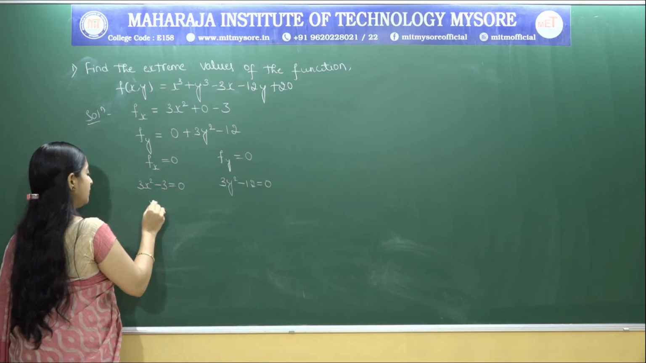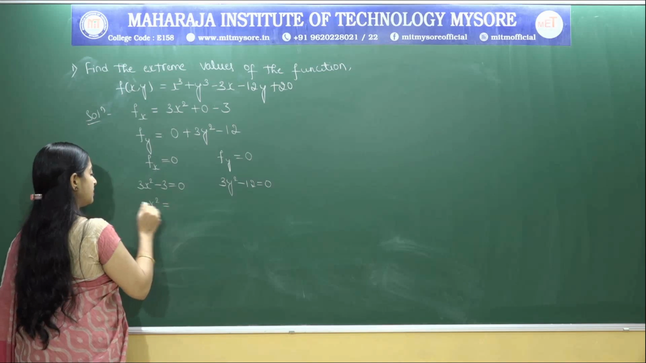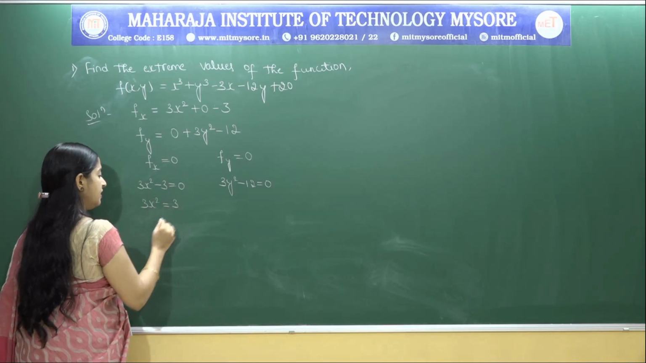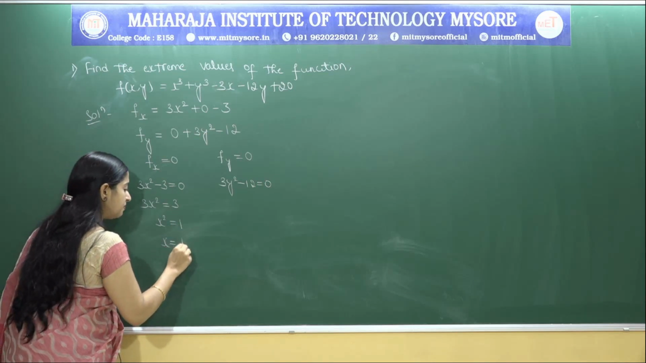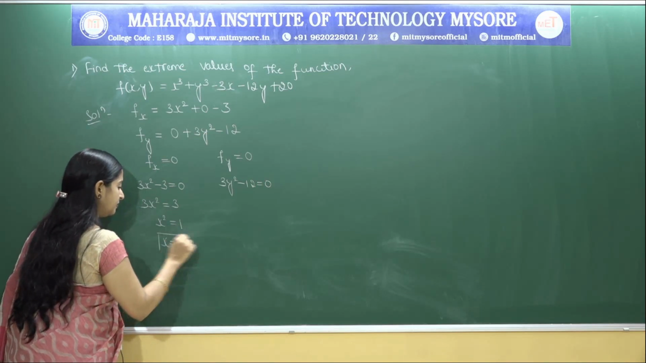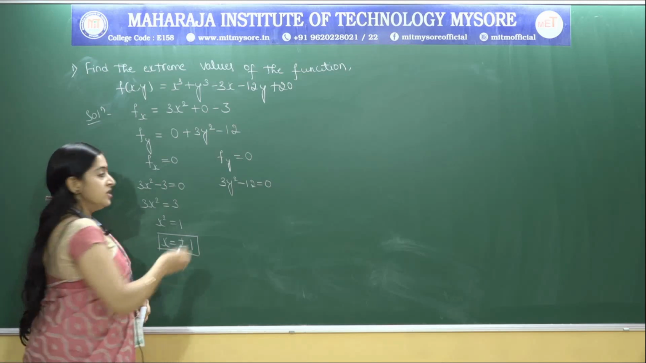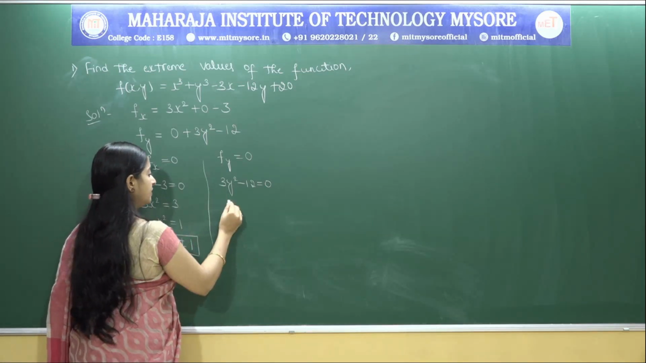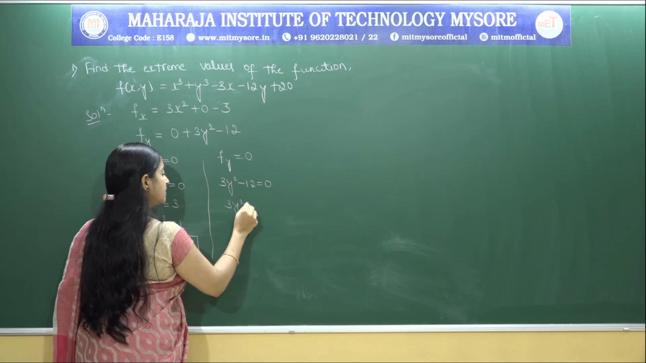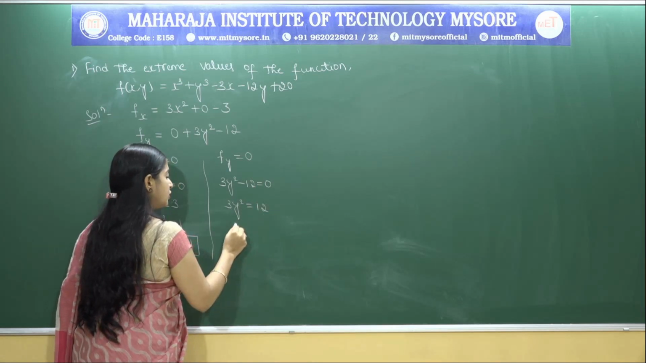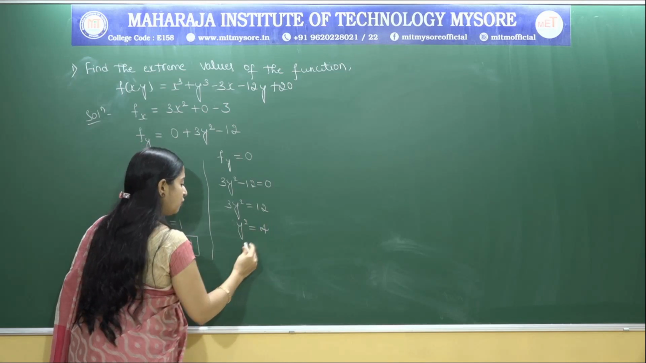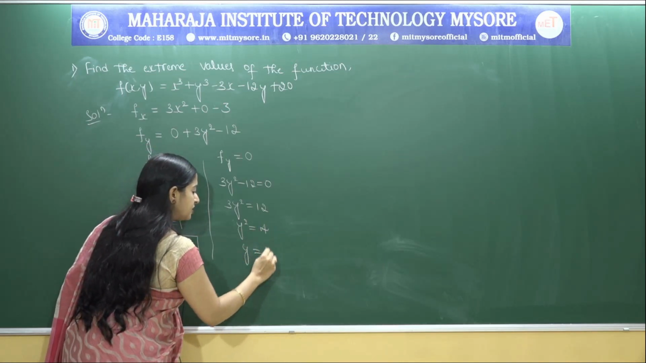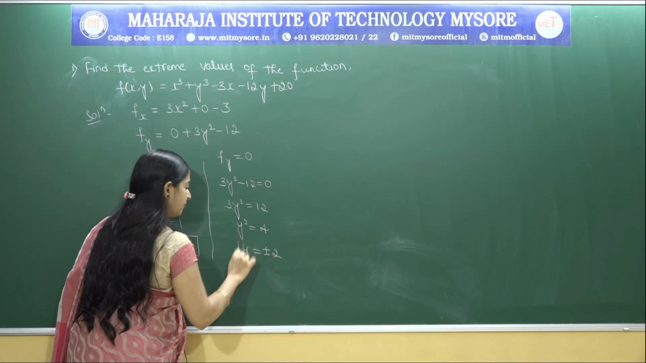So from the first one, you will get 3x² = 3, so x² = 1, x = ±1. In the second part, it is 3y² = 12. So y² = 12 divided by 3, you will get 4, and y = ±2.